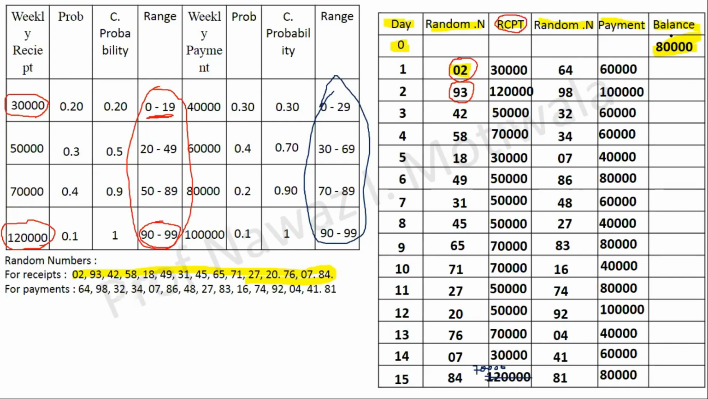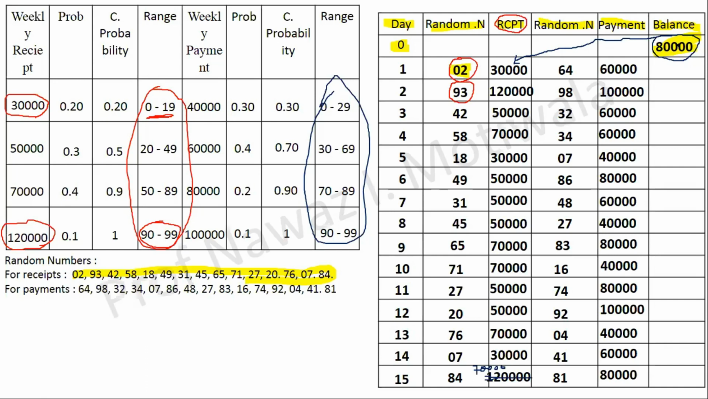Okay. On the 0th day, there was 80,000 with me, and on the first day I got receipts. That means in my pocket came 30,000 more. So now the balance with me in the bank is 80,000 plus 30,000, that is 1,10,000. Any doubts in this? No, sir.